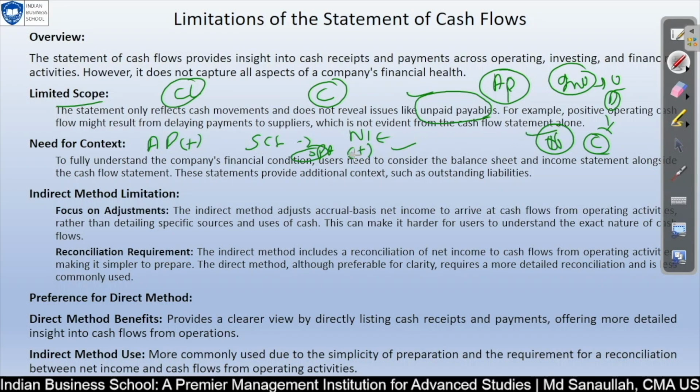But this gives the indication to your external user that your company has good business and is generating good cash. So this message will mislead the information. So this is the limitation. I hope it is clear to you.